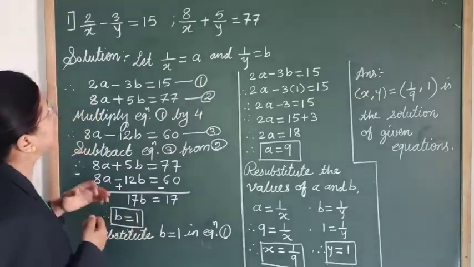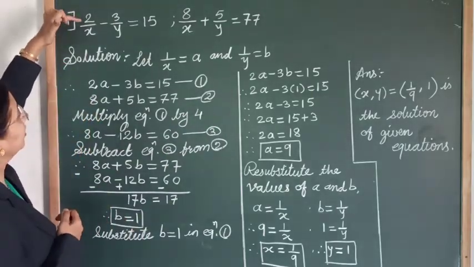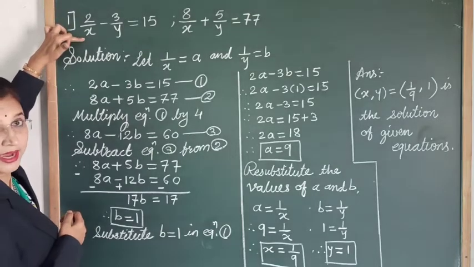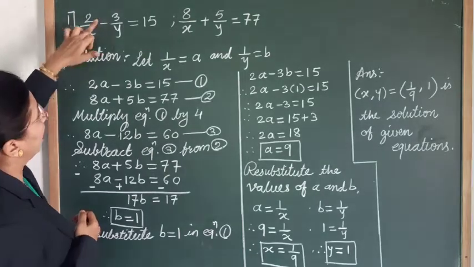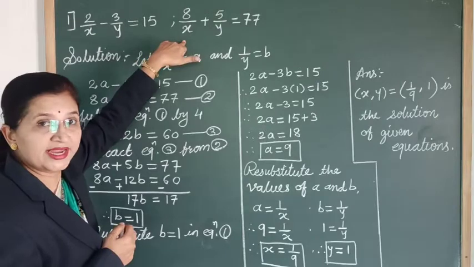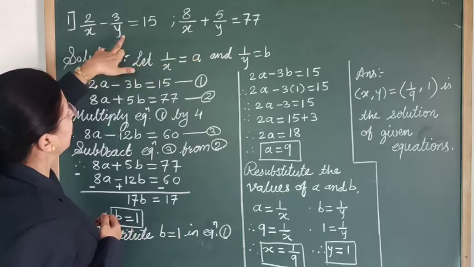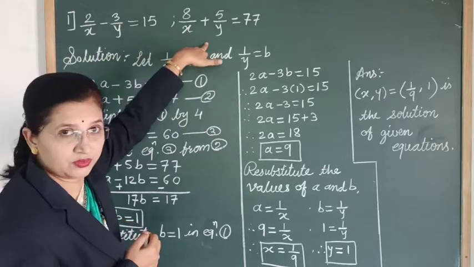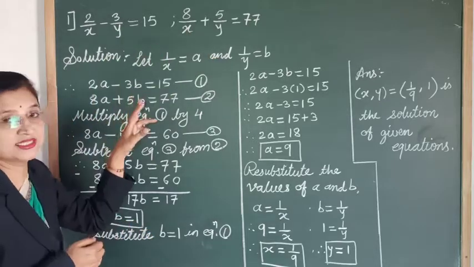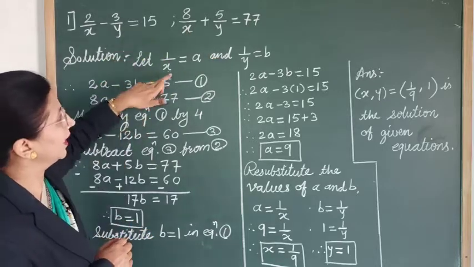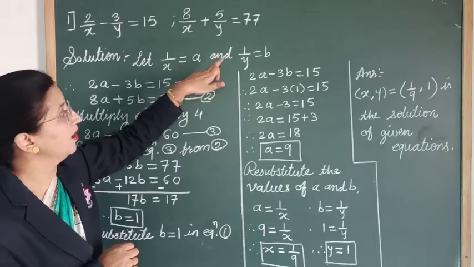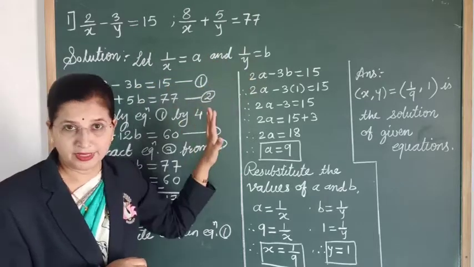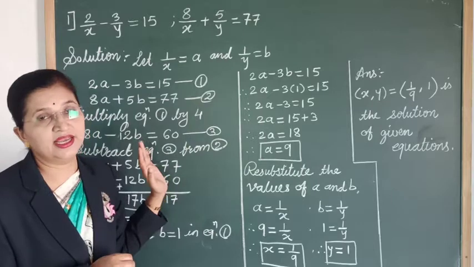So what do we do? Here you can see 2 upon x, x is in the denominator, and in the second equation also x is in the denominator. Similarly y is also in the denominator in the first equation and here also. So if we consider 1 upon x as a and 1 upon y as b, then we will get the linear equations.